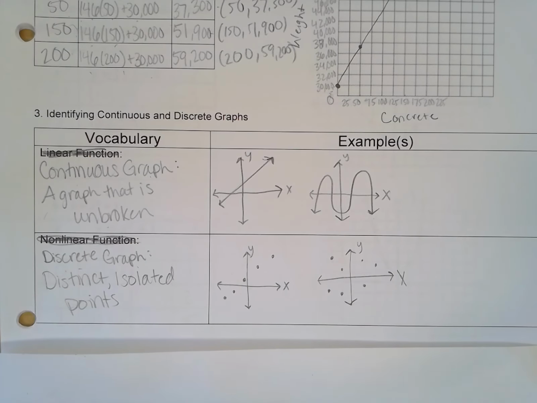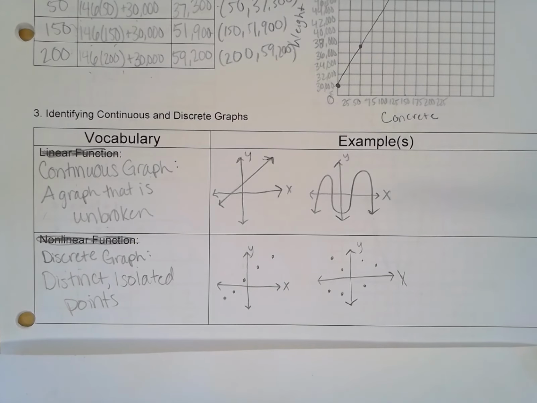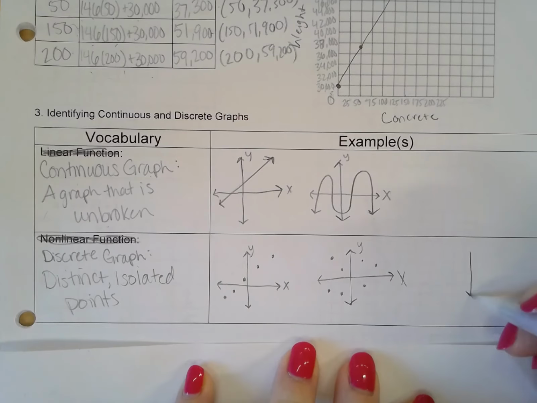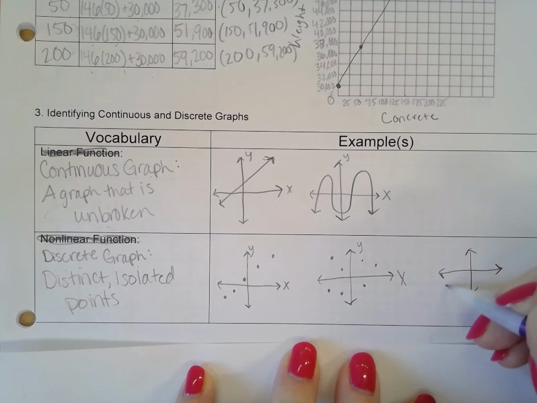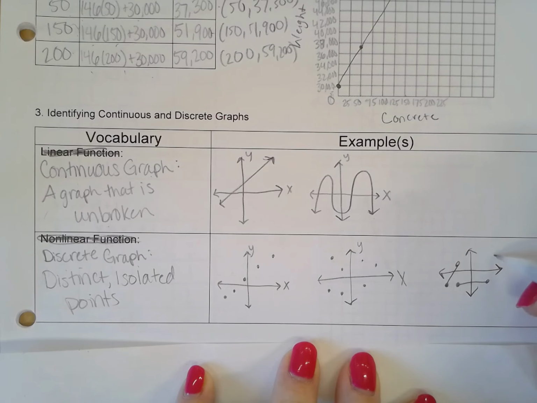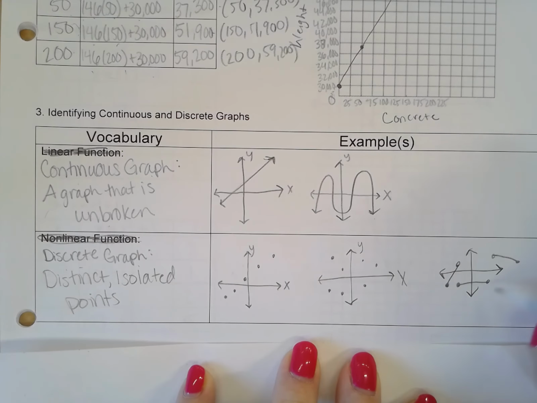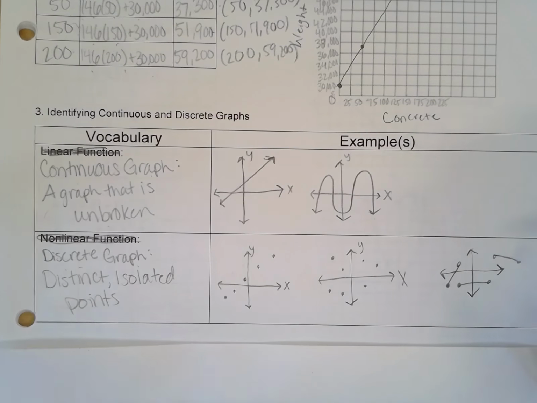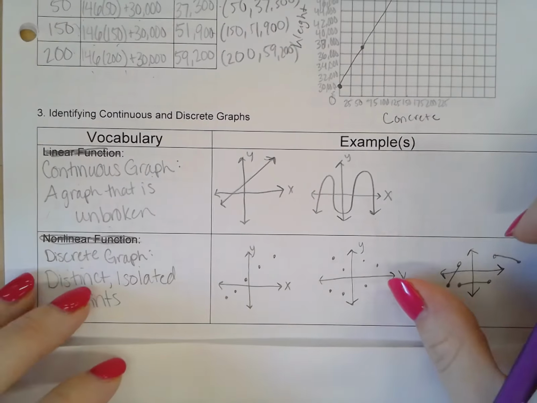A discrete graph is distinct and isolated points. So that means there are gaps. Now sometimes you'll have a graph that looks kind of like this. It goes for a little bit, and then it goes for a little bit. But see there how there are gaps in there? That is what we call a discrete graph. Anytime you have gaps in between, it's going to be a discrete graph.